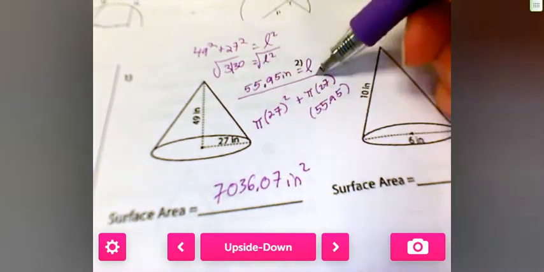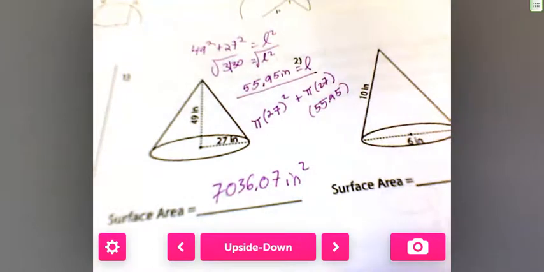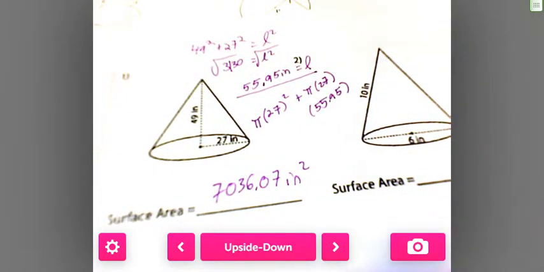So again, remember I had to do 2 parts. I had to first find the slant height and then plug that in to be able to find the surface area. It's just Pythagorean theorem. Once you do Pythagorean theorem with those 2 numbers, where slant height is your C, then you plug it in to the equation. Okay?